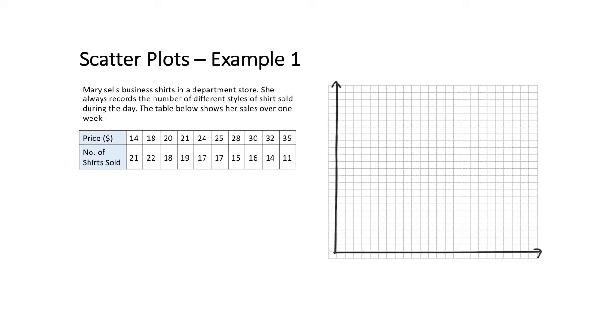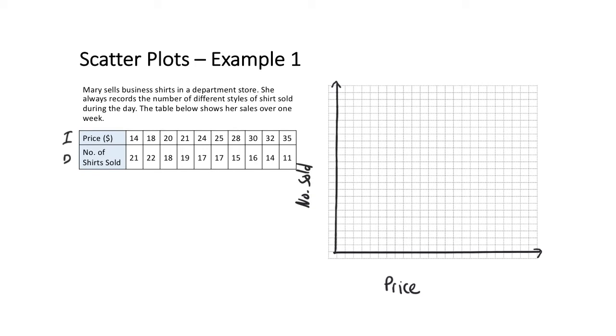Before we can go ahead and label our x and y axes, we need to decide what is the independent and what is the dependent variable. In this case, the number of shirts sold is going to be dependent on the price. So our independent variable is going to be price. Our dependent variable is going to be the number of shirts sold. So on our x-axis, it's going to be price. And on our y-axis, it's going to be number sold.